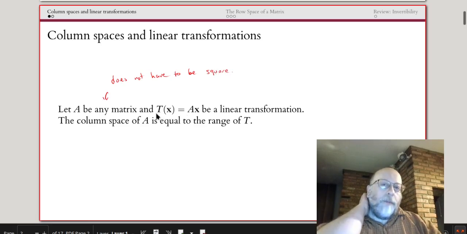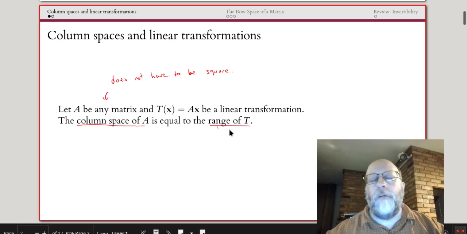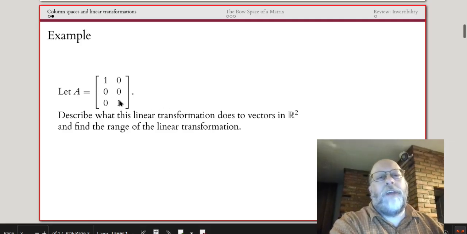We're going to build a linear transformation using A as the matrix of the linear transformation. The column space of the matrix is the same as the range, and this range is like domain and range. It's the output of the function T. So I have an example here. Let's let A be this matrix here.